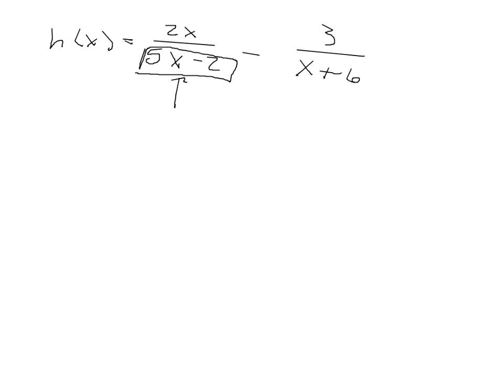Let's look at some other examples. Here we have a function that's a difference of rational functions: 2x over 5x minus 2 minus 3 over x plus 6. Now, if all we're asking is what is the domain, the 5x minus 2 can't be 0, and x plus 6 cannot equal 0 as well.